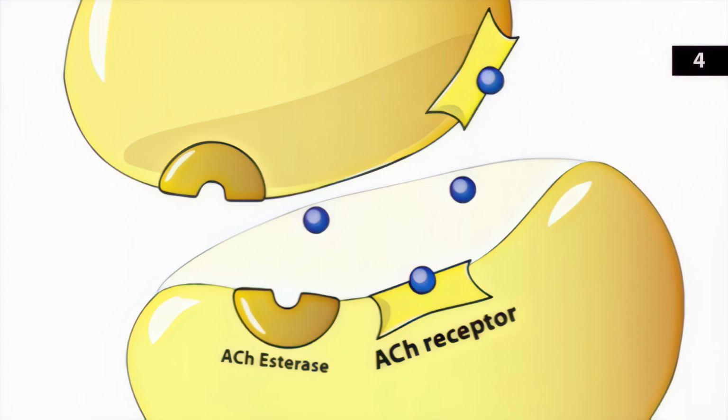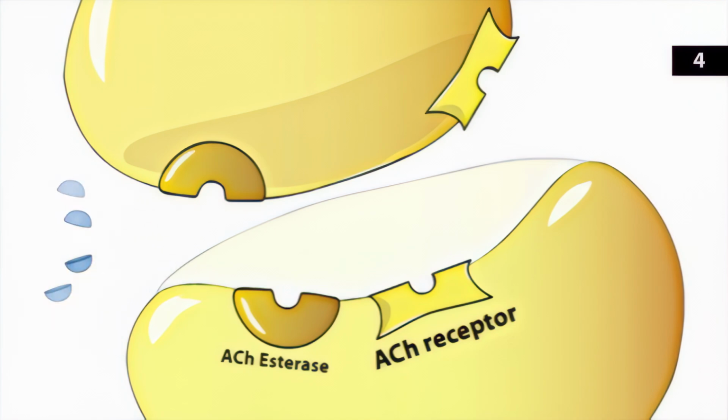Second, it can bind to an autoreceptor on the presynaptic cell, which regulates further acetylcholine release. Third, it can simply diffuse away from the synaptic cleft. And the fourth thing that can happen to acetylcholine, it can be degraded by acetylcholinesterase, which cleaves acetylcholine into choline and acetate. That choline can be recycled and transported back into the cell by the sodium cotransporter.